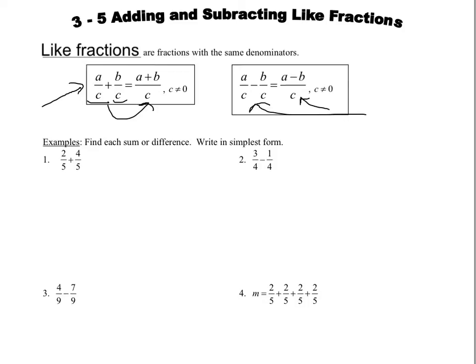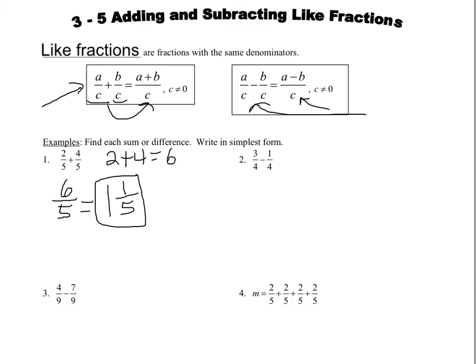So for example, if you want to find the sum or difference and write in simplest form, we have 2/5 plus 4/5. We know our denominator's going to stay the same, it's going to stay fifths. All we have to do is add the numerators, 2 plus 4, which gives us 6. That tells us our numerator is 6. This is an improper fraction, so we should change it to a mixed number. So 5 would go into 6 once, with 1/5 left over, and there's our final answer.